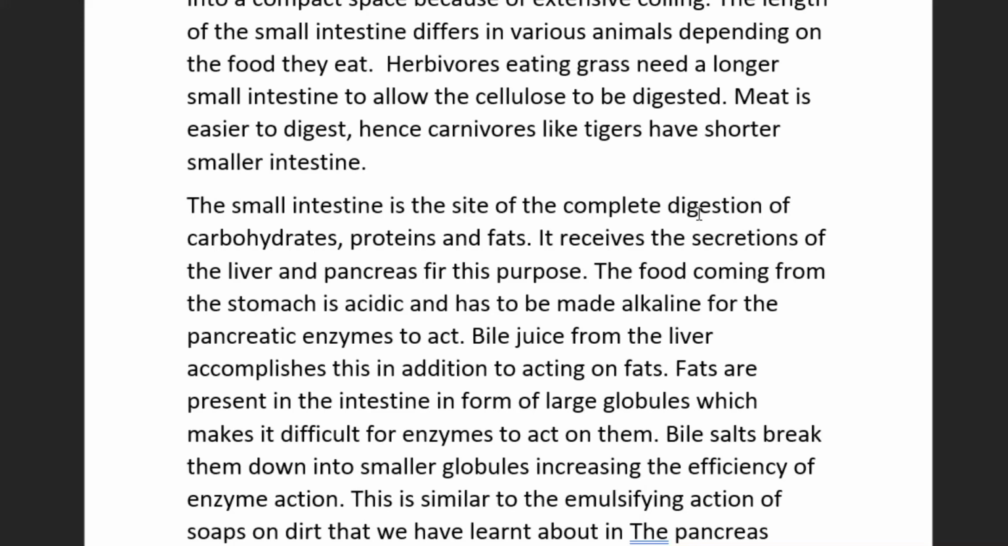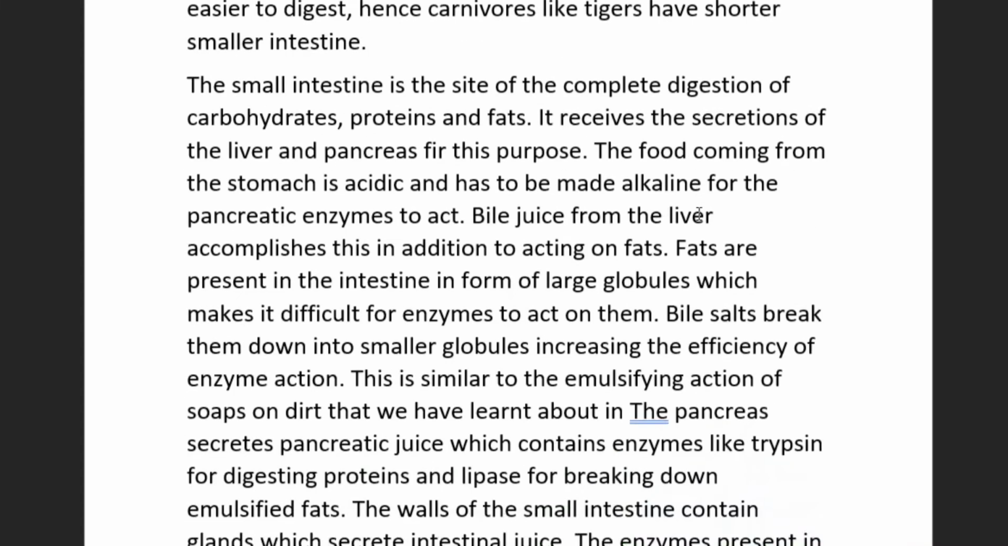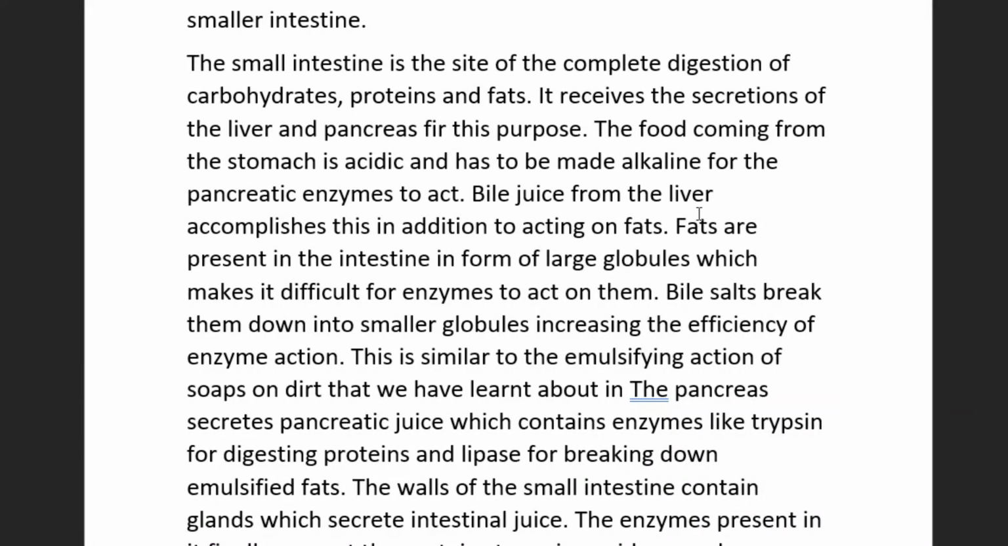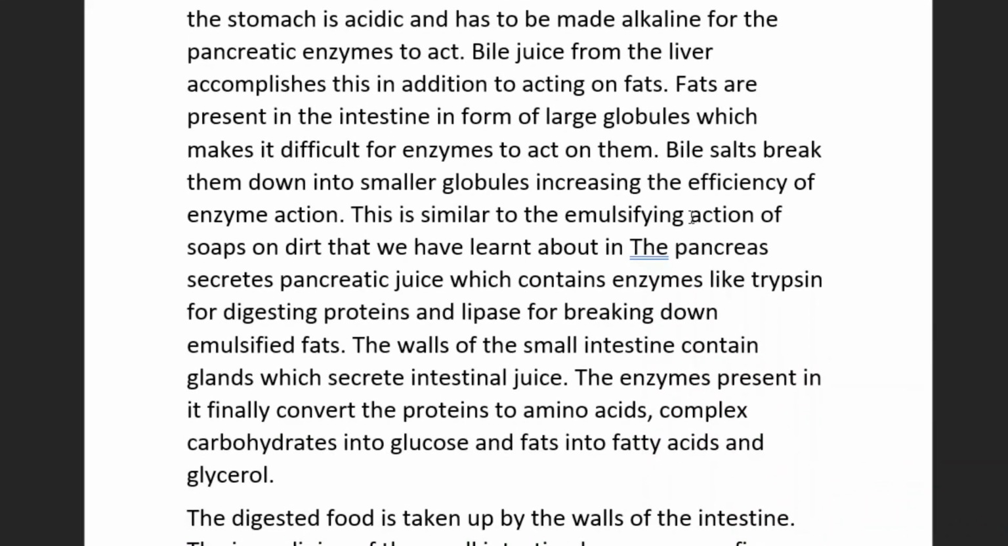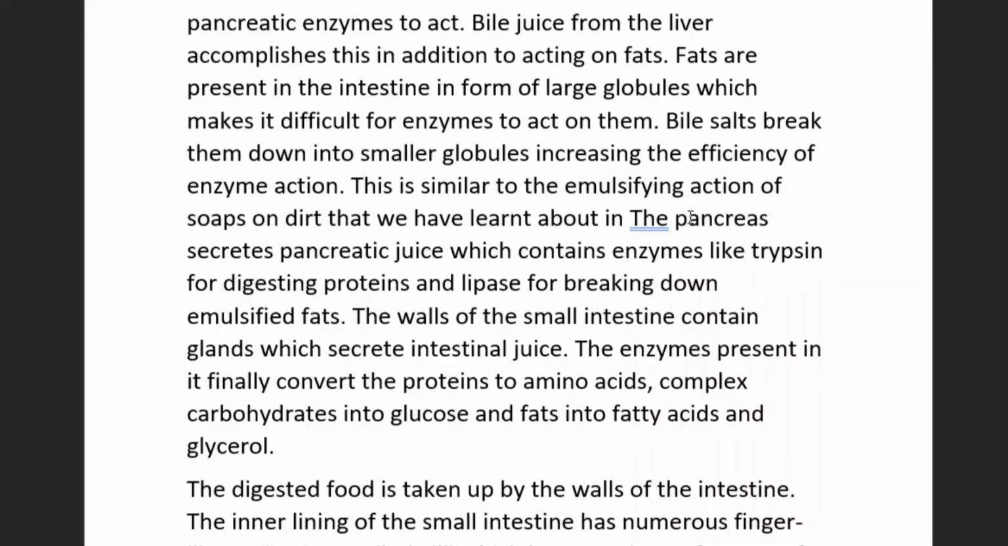The pancreas secretes pancreatic juice which contains enzymes like trypsin for digesting proteins and lipase for breaking down emulsified fats. That means lipase is used to break down the fats and trypsin is used for the breakdown of proteins. The walls of the small intestine contain glands which secrete intestinal juice. The enzymes present in it finally convert proteins to amino acids, complex carbohydrates into glucose and fats into fatty acids and glycerol. The digested food is taken up by the walls of the intestine.